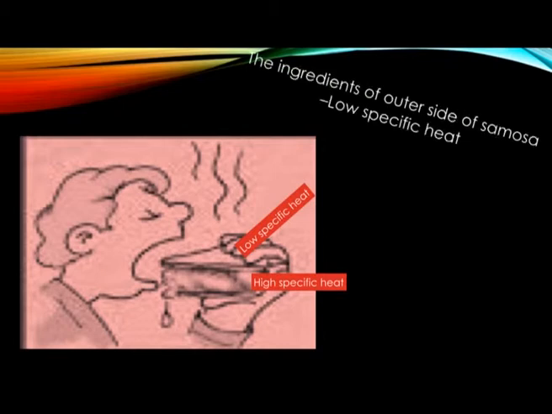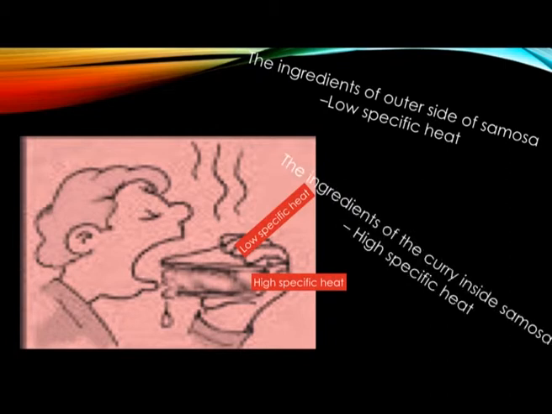The curry inside the samosa has a high specific heat and the outer part of the samosa will have a low specific heat. Low specific heat means the outer part will lose the heat energy very quickly. So it will cool down when compared to the curry inside the samosa. But the curry inside the samosa has a high specific heat, so it loses the heat very slowly. So it is very hot compared to the outer part.